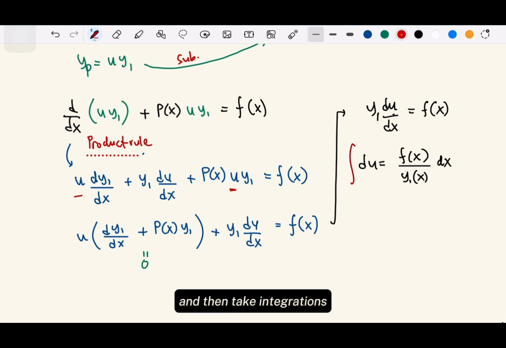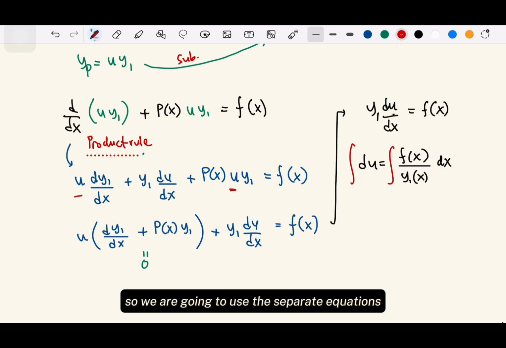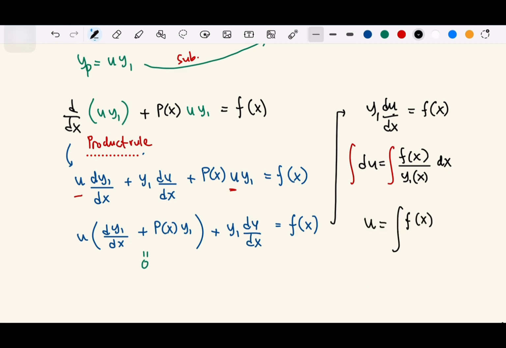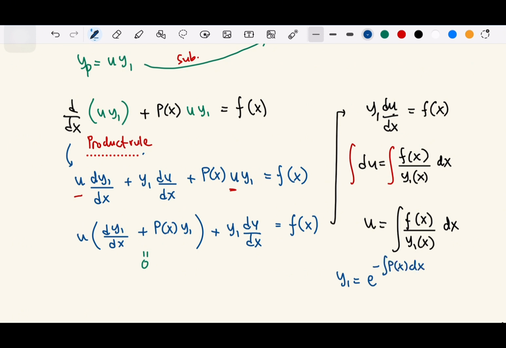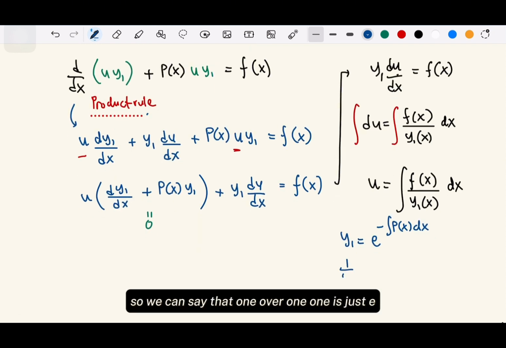And then take integrations. So we are going to use the separable equations. So we get that u is the integration of f of x over y1 of x dx. Remember that y1 is e with power of negative integration p x dx. So we can say that 1 over y1 is just e with the integration of p x dx on the power.